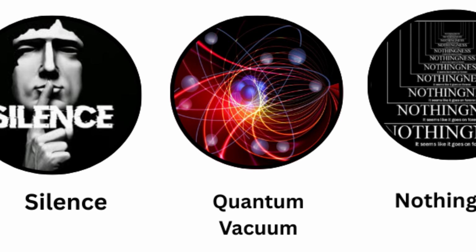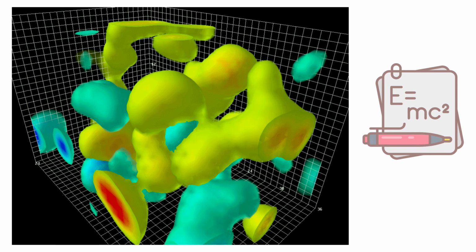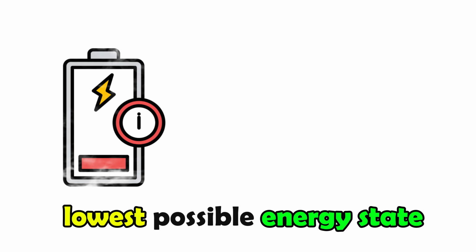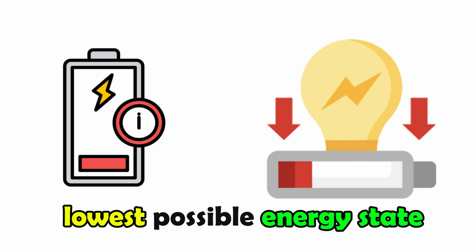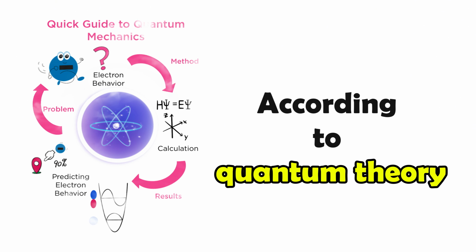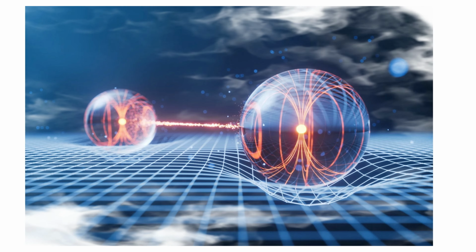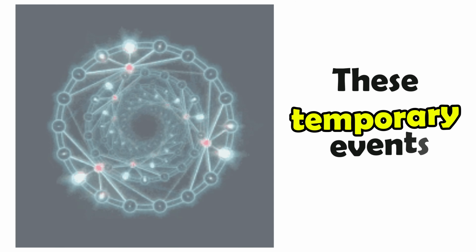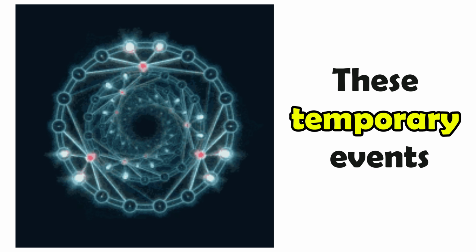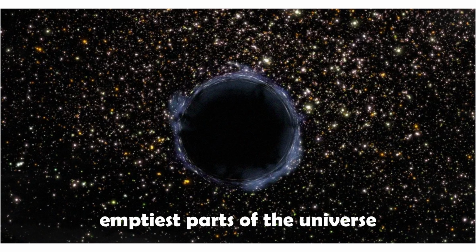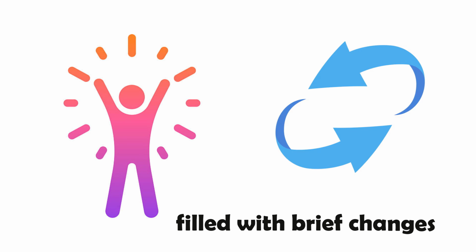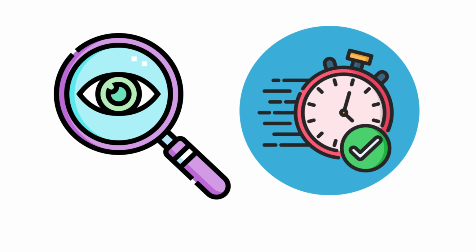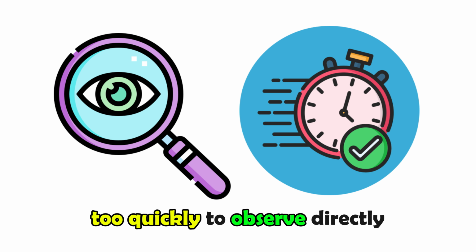Quantum vacuum. The quantum vacuum is a modern physics concept describing the lowest possible energy state of empty space. According to quantum theory, space can never remain perfectly still. Tiny fluctuations of energy constantly appear and disappear at extremely small scales. These temporary events mean that even the emptiest parts of the universe are active beneath the surface, filled with brief changes that happen too quickly to observe directly.